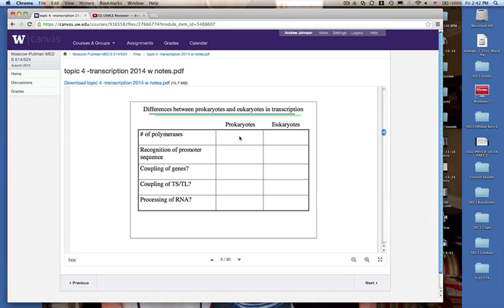Eukaryotes, no way. It has this big, gigantic complex of proteins that helps it recognize the promoter sequence. How about coupling of genes?